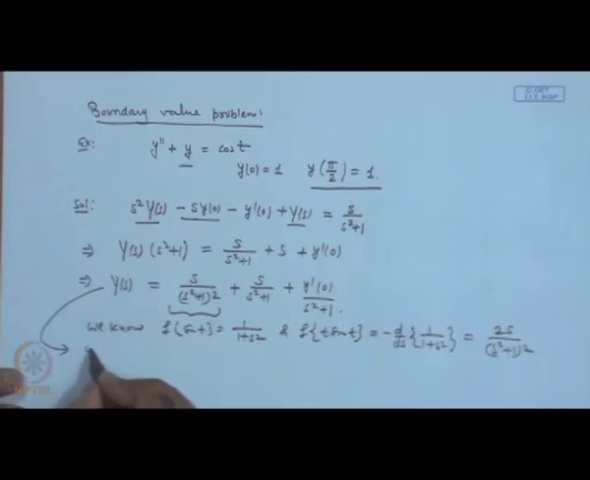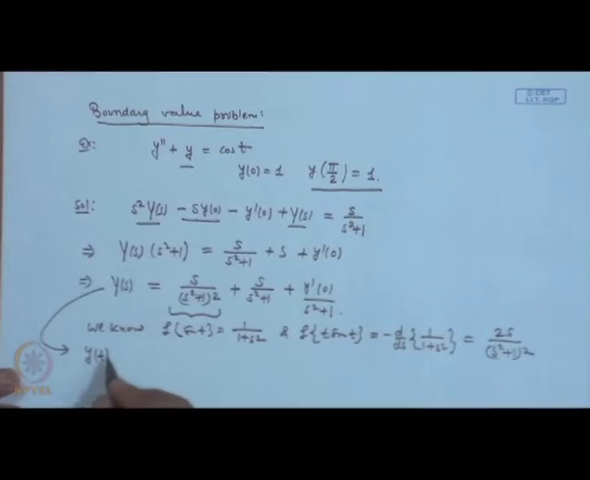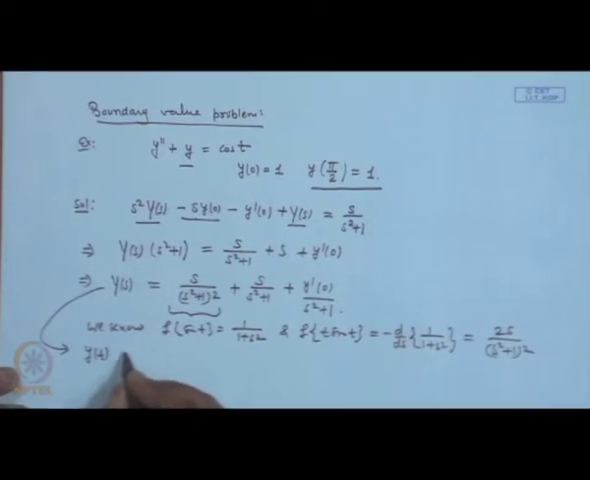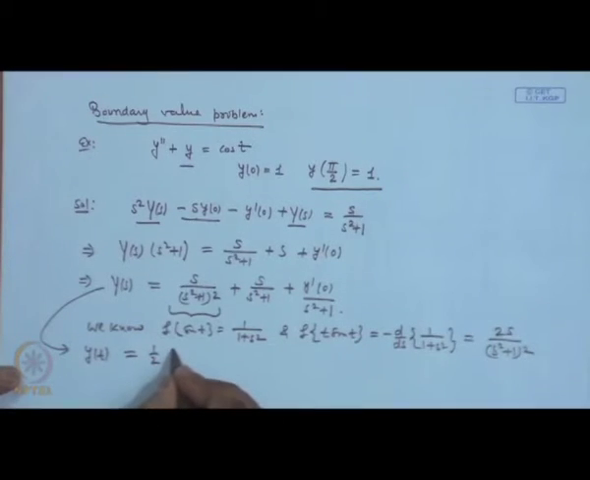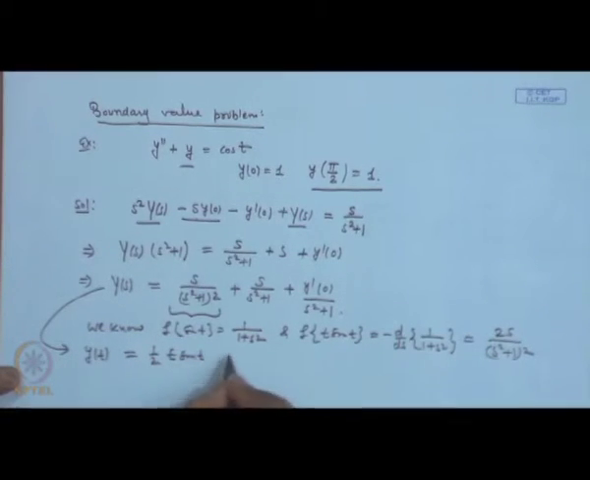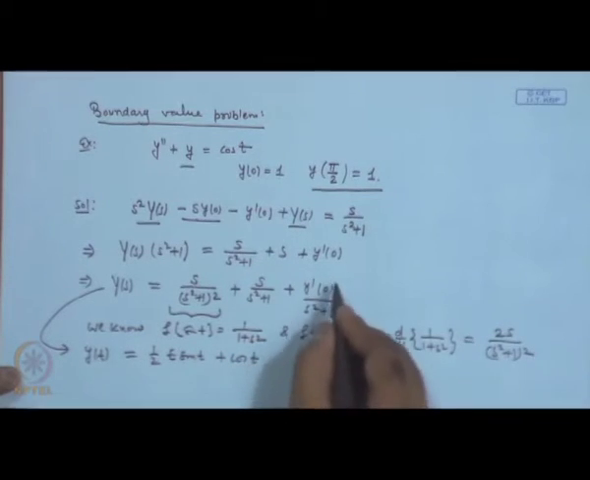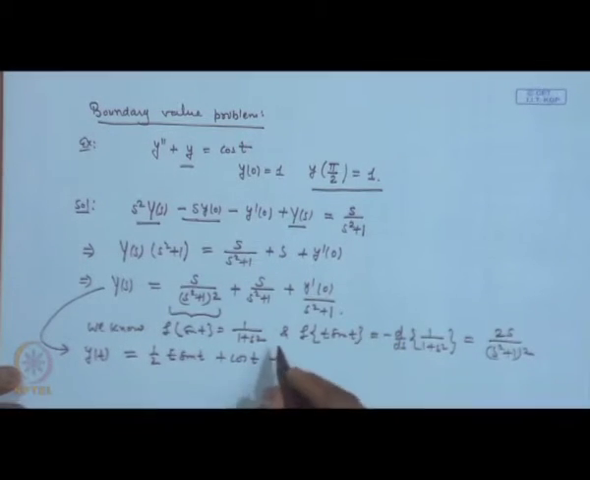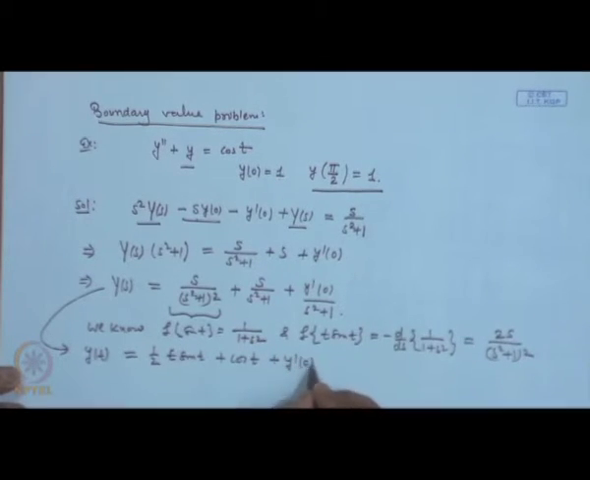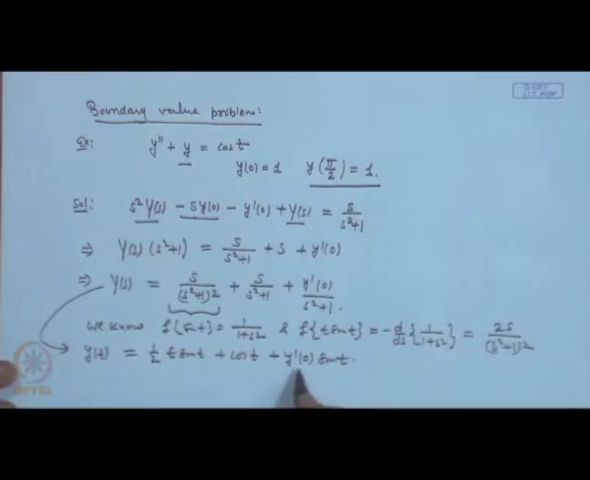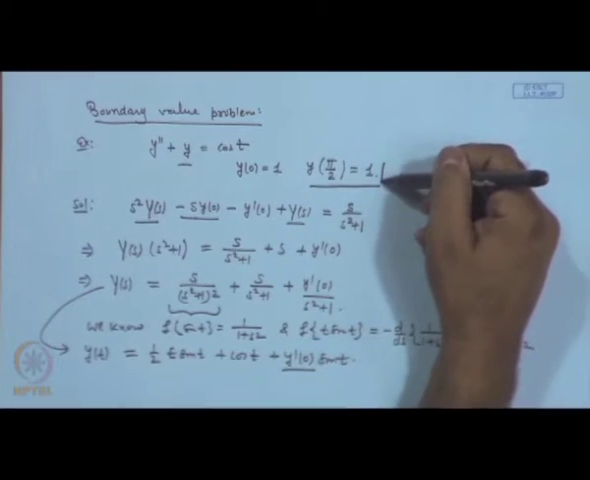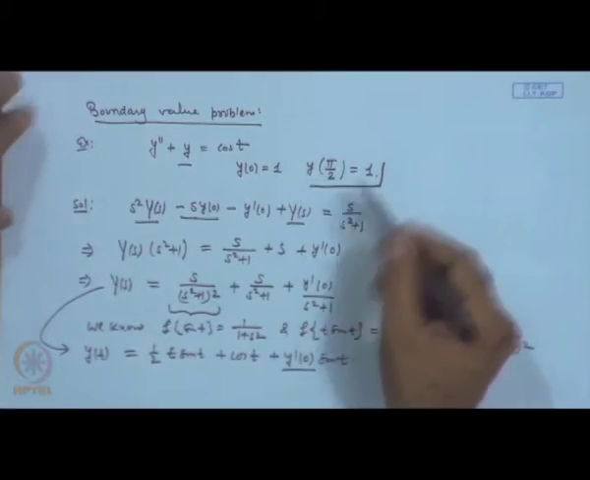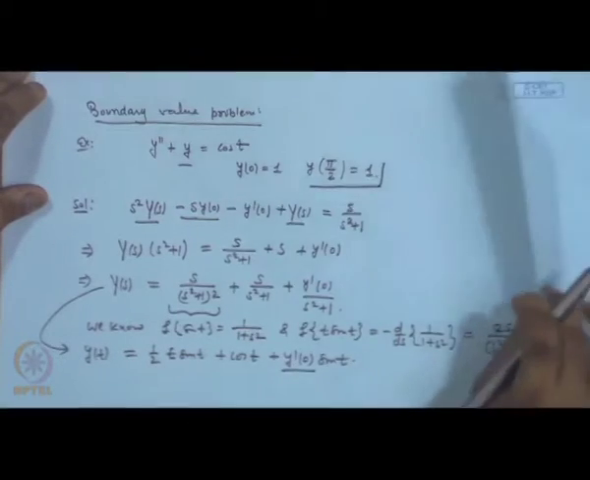So, if we take the Laplace inverse transform, y(t) will be, the factor half will come, so half t sin t plus cos t and here plus y prime(0) and then sin t. Now, the question is how to get this y prime(0), but we have a condition here that y at pi by 2 is 1. So, we can use that condition to get this y prime(0).